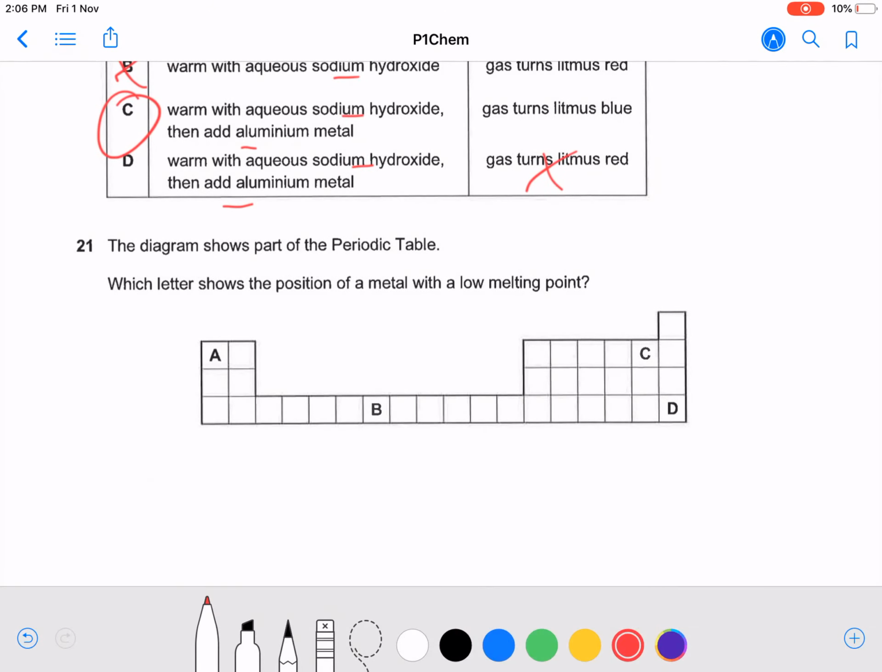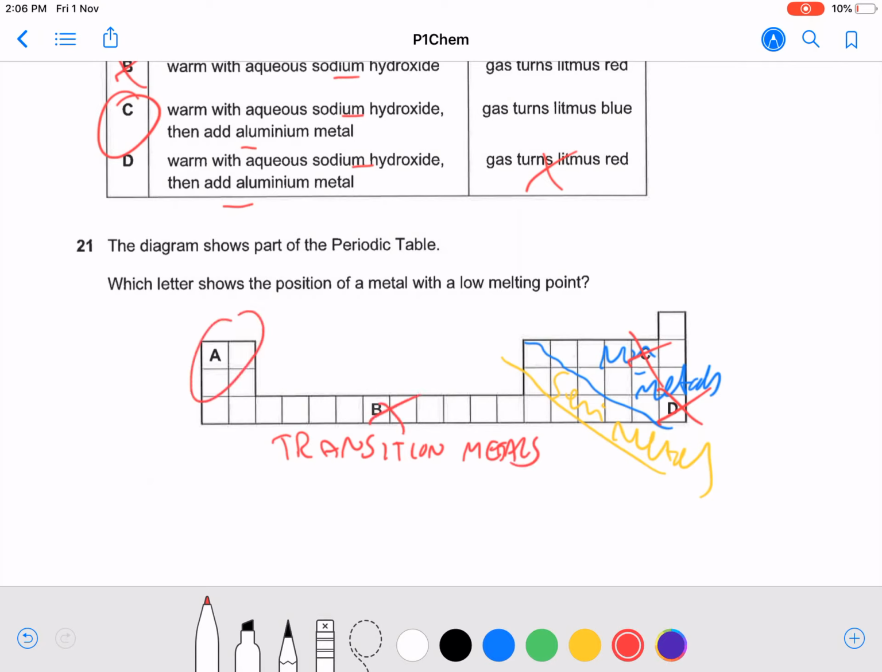21. Which letter shows the position of a metal with a low melting point? You should know that all of these are the non-metals. Then kind of in here we get the semi-metals, so we can immediately discount C and D. It's neither of those. In this block here, these are the transition metals, so it's not B, so it's A.